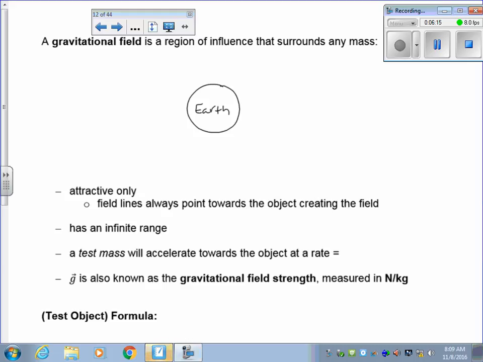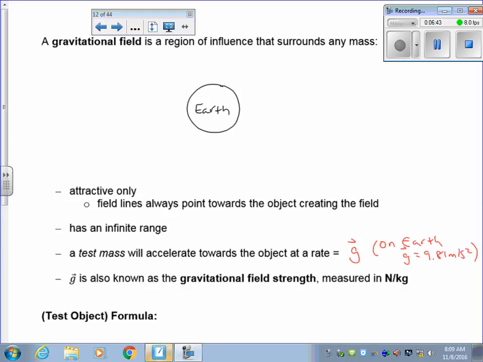So the field lines always point towards the object creating the field. It has an infinite range, meaning there's no limit to it, although it gets weak at a big distance from the object. A test mass will accelerate towards the object at a rate equal to the acceleration due to gravity. So g on Earth, g equals 9.81 meters per second squared. But say if we're talking about the moon, g is 1.6.